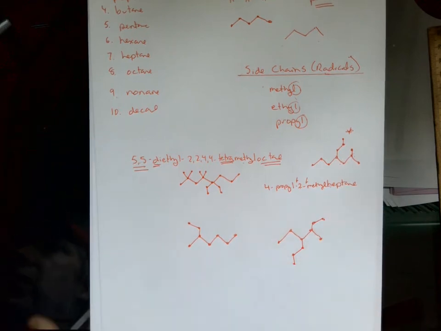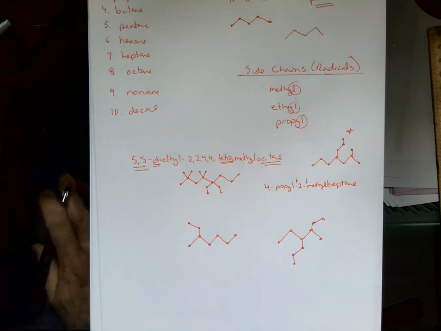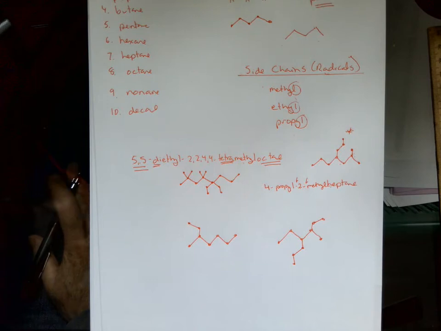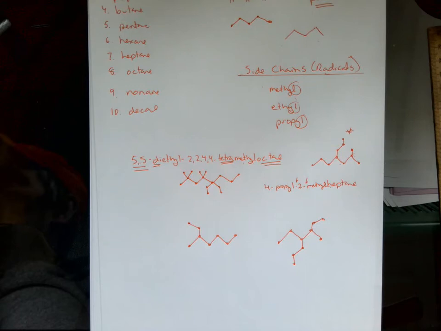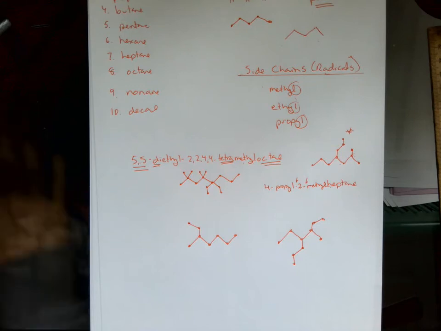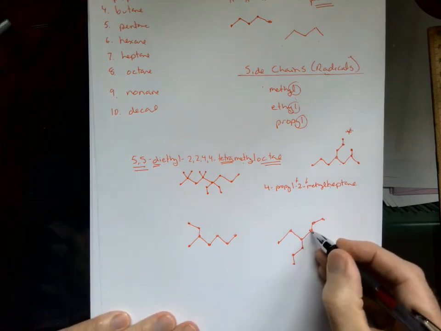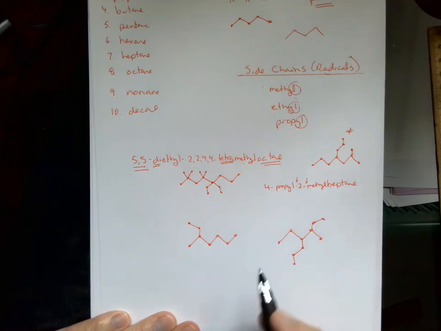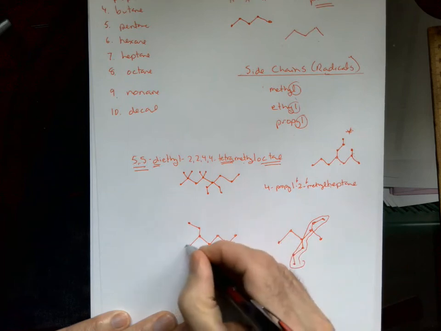Take a look at this one. Take a second, see if you can find the longest chain, and then I'll try and point it out. We'll see how you did. So I'm going to give you 10 or 15 seconds here to take a look. Okay, so your longest chain on this one is 1, 2, 3, 4, 5, 6, 7. 1, 2, 3, 4, 5, 6. Nope. 1, 2, 3, 4, 5. Nope. Find that longest chain always. So very important.